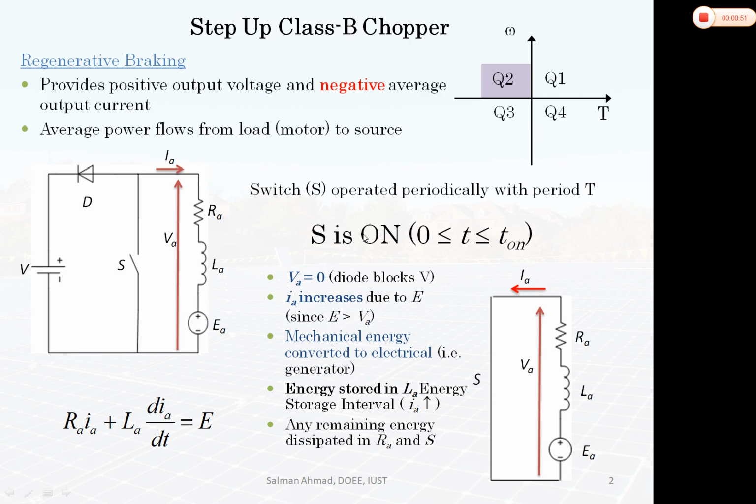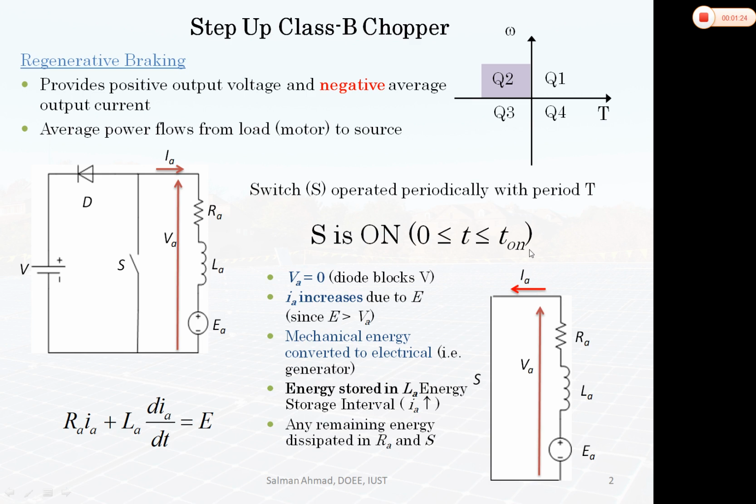Like in the last class, in the Class A chopper, the control switch was placed here and the freewheeling diode was placed across the motor. But here the configuration is just reversed. The control switch is now connected in parallel with the motor, and the freewheeling diode is connected in series with the source. So when switch S is on for a period of T on.